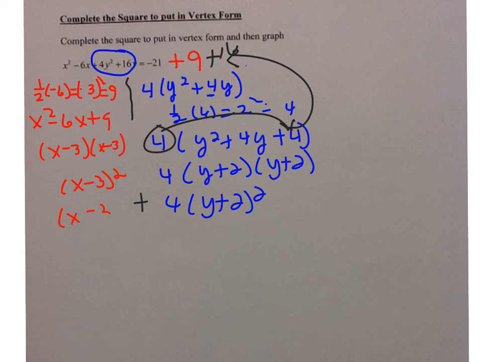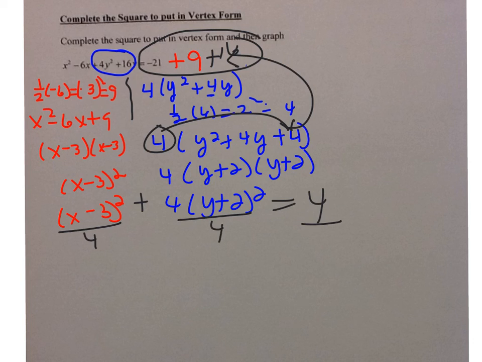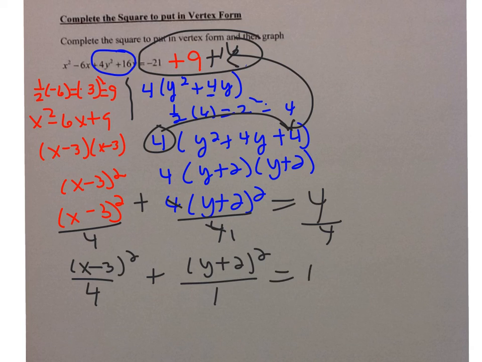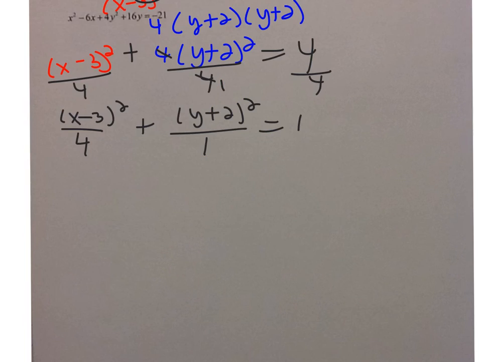So I have (x minus 3) squared so far, plus 4 times (y plus 2) squared equals, now I want to add up this whole side here, negative 21 plus 9 plus 16, and that comes out to be 4. Okay, so I know that it's an ellipse. Notice that I have a 4 back here at the end, so I have to divide everything by 4 to make it a 1. So this is (x minus 3) squared over 4 plus, that reduces to 1, (y plus 2) squared over 1 equals 1.